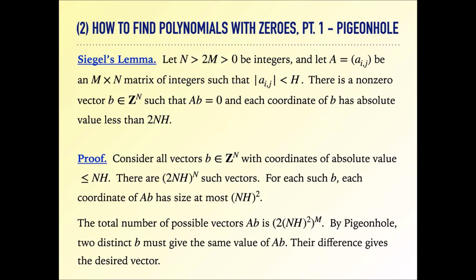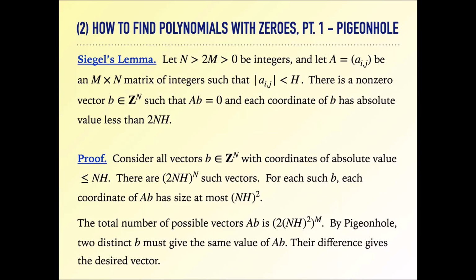Okay, and the procedure to do this is just the pigeonhole principle. And this, as I mentioned, is a lemma that goes back to Siegel, and I'm stating maybe a simplified version of it here that's good enough for our purposes. So we start with 2 parameters, n and m. So n is going to be the number of variables we have, and m is going to be the number of equations.